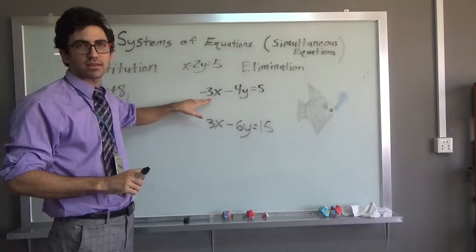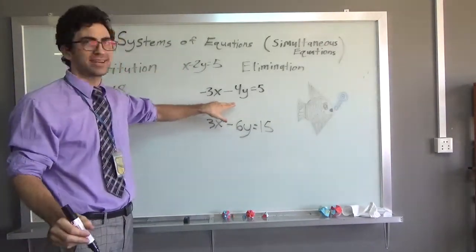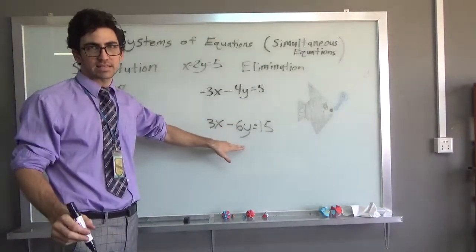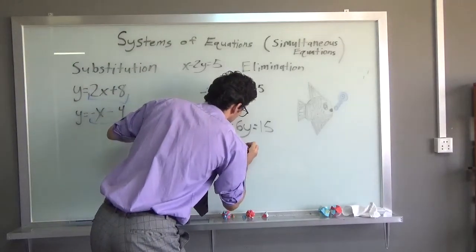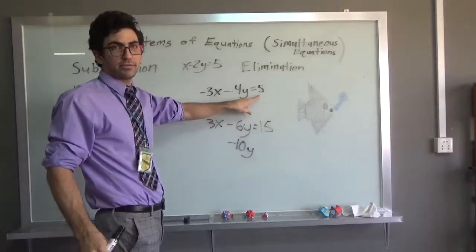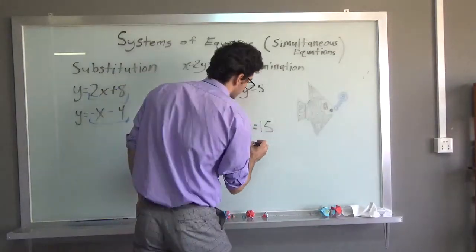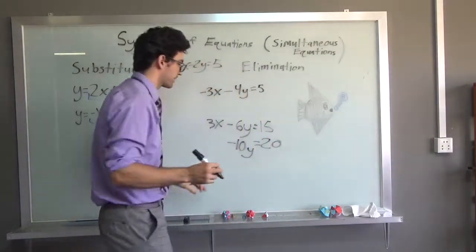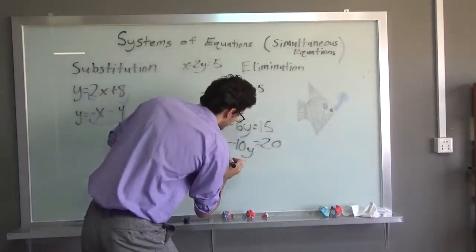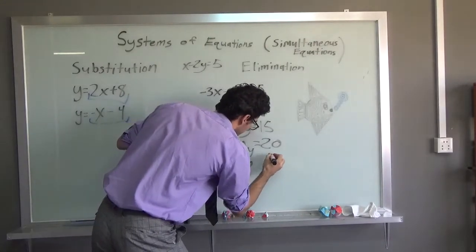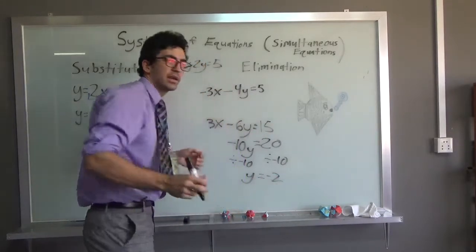So we are going to add the negative 3x and the positive 3x. They eliminate, they're 0. We have a negative 4y and a negative 6y. They combine to be negative 10y. We have a positive 5 and a positive 15. We add them together, they combine to be 20. I have negative 10y equals 20. Let's divide both sides by negative 10. And we find that y equals negative 2.